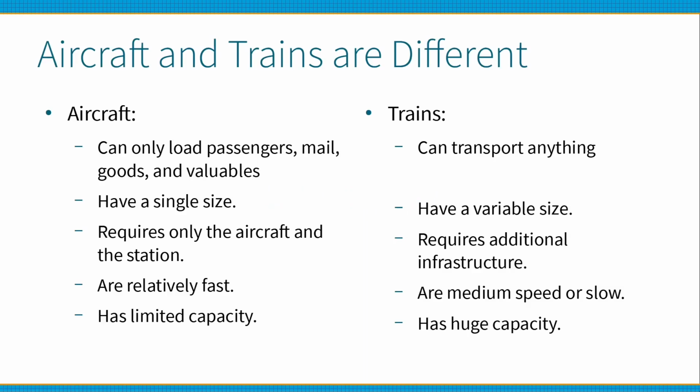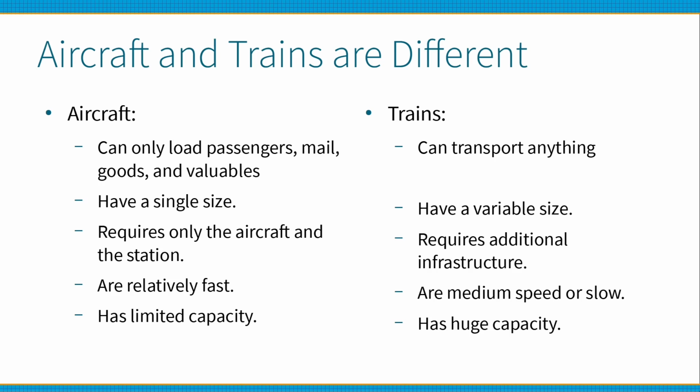And it's worth mentioning that aircraft and trains are intrinsically different. Aircraft can only load a few kinds of cargo, which include passengers, mail, goods, and valuables. They only have a single size to choose from. But in terms of infrastructure, you only require the airports and the aircraft. They're also probably the fastest vehicles in the game. And finally, they have limited capacity.